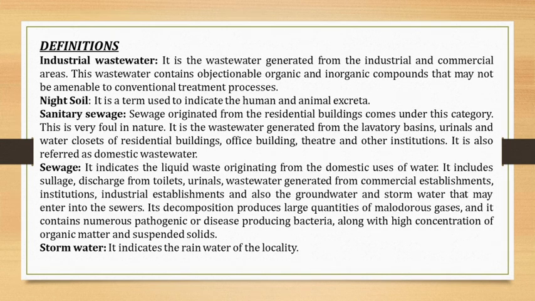Okay. Next one, that is industrial wastewater or industrial sewage. It consists of liquid waste originating from the industrial processes of various industries like dairy industries, paper industries, meat industries, paper mill industries, textile industries, sugar industries. So these industries which generate wastewater during operation and processing, that is called industrial wastewater.